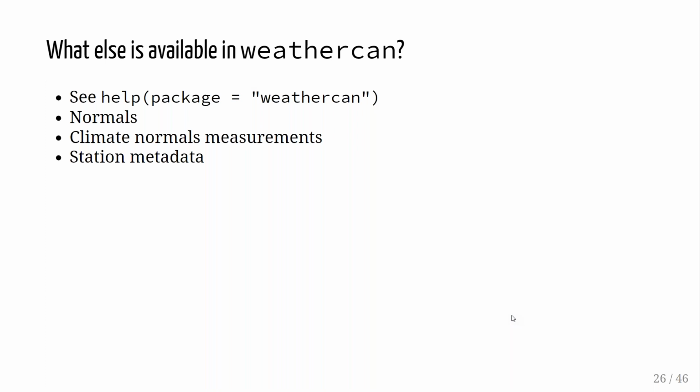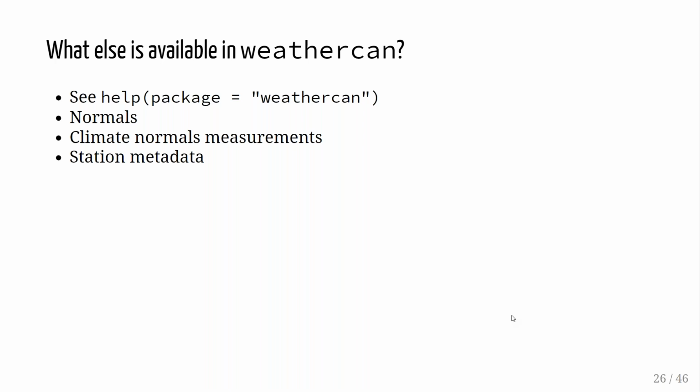So what else is available in WeatherCan? Again, you can see this help package WeatherCan that'll give a list of the functions. What's really exciting right now about WeatherCan is that it's providing normals, so climate normals for a selection of stations in the country. That data becomes available in R. It's brand new to the WeatherCan package. I'm not going to demo it today, but it provides a means where you can grab your data and compare it to Environment Canada calculated normals, which is very, very useful.